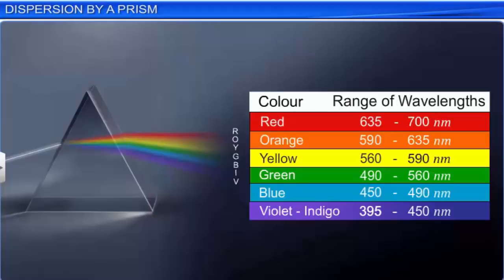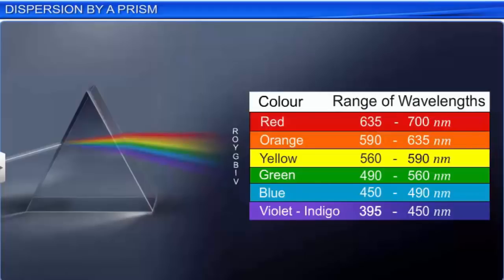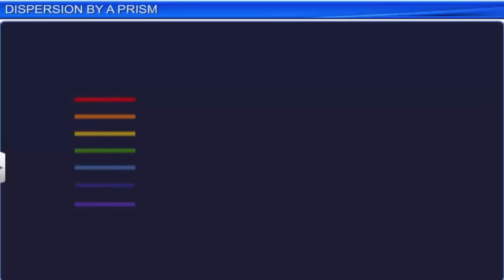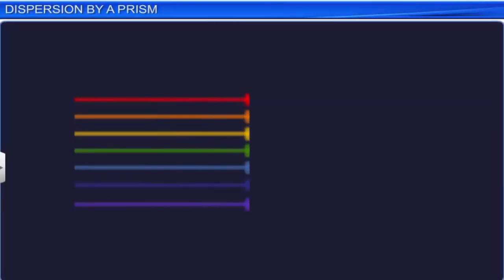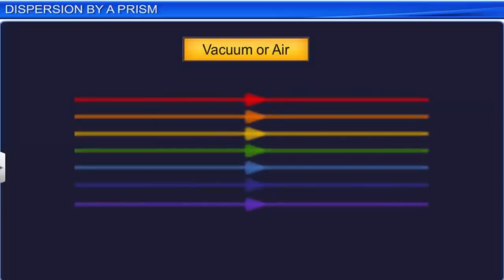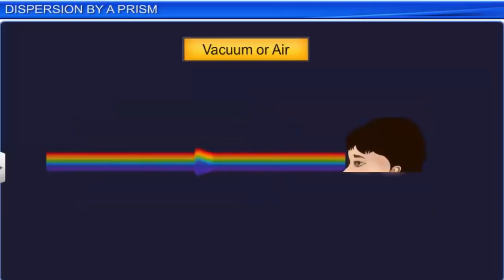Of the 7 colors, the red color light has the longest wavelength, whereas the violet color light has the shortest wavelength. Light rays with different wavelengths travel with the same speed in vacuum or air. When all these 7 colors reach the human eye at the same time, we get the impression of white light.